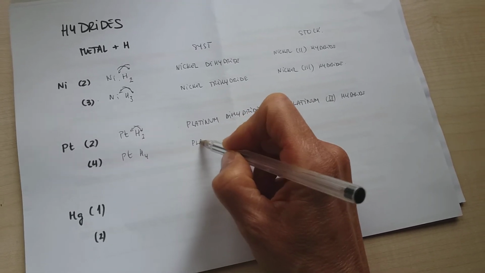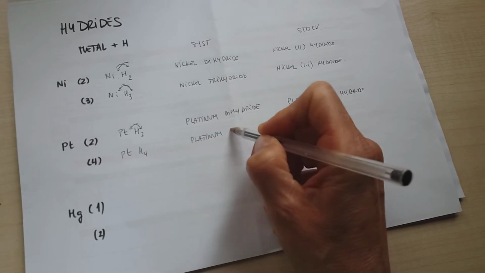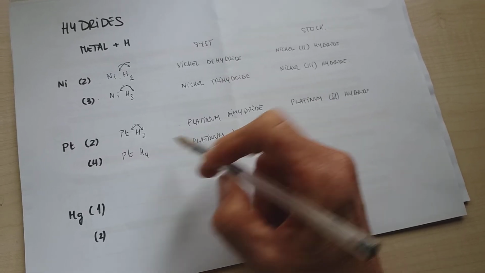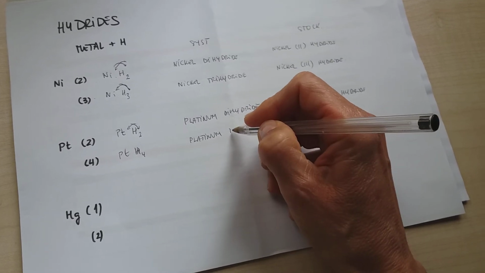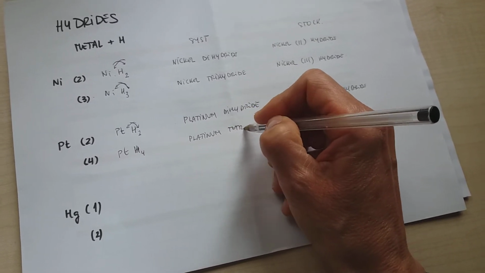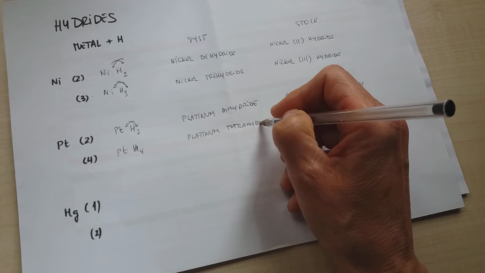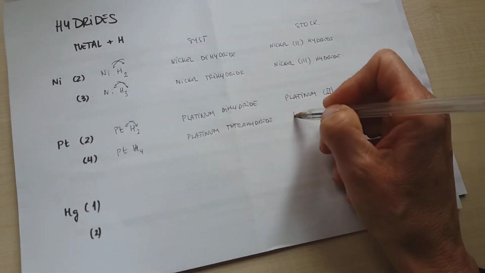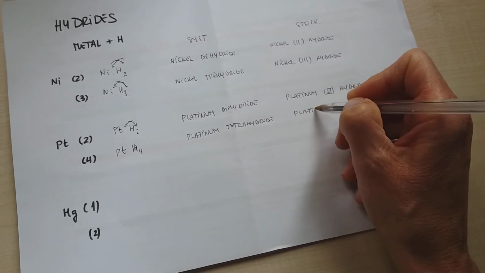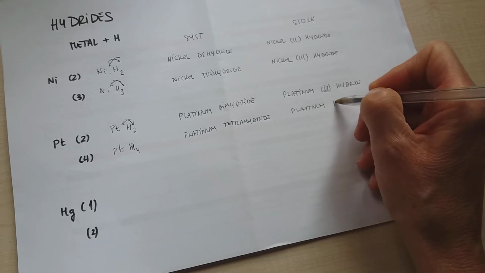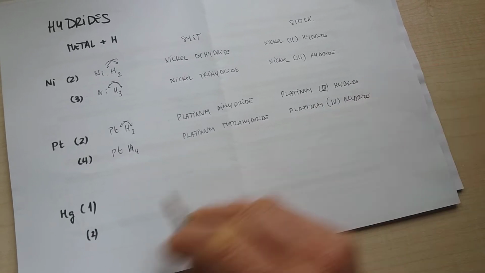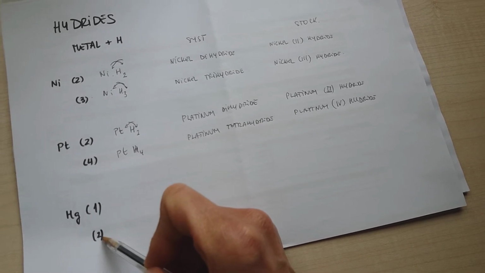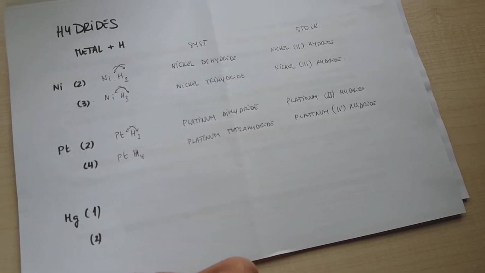It's going to be platinum 4. Yes, 4, as we said. Tetrahydride, and then platinum (IV) hydride. Mercury is going to be the same with those 2 oxidation numbers.